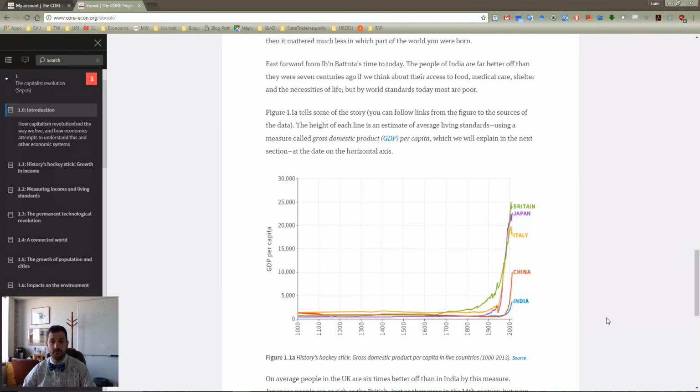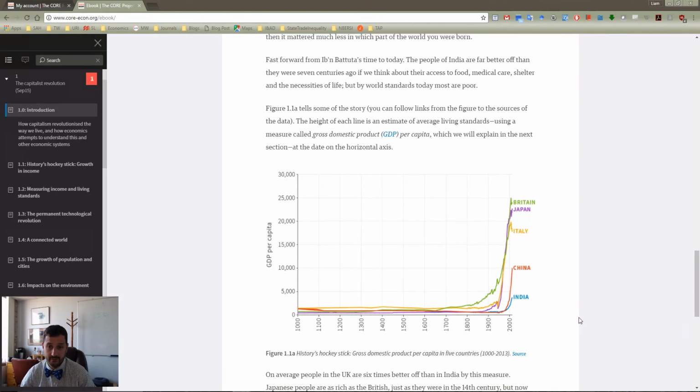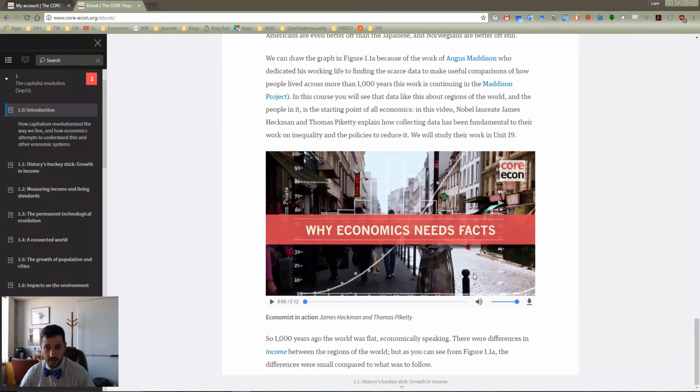So this is the first graph we're going to look at, which is about the growth in GDP per capita. And so this looks at Britain, Japan, Italy, China, and India. And you can see they were all pretty similar until about 1800. Britain started growing a little bit earlier, but Italy was the richest country there for a while, mostly because of their geographic location. There are some videos here.